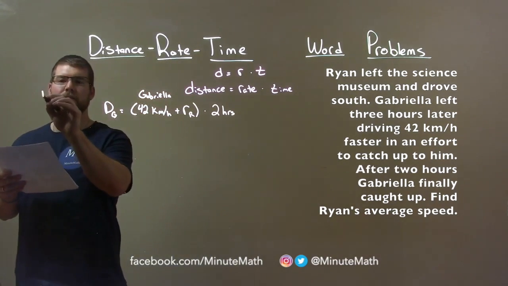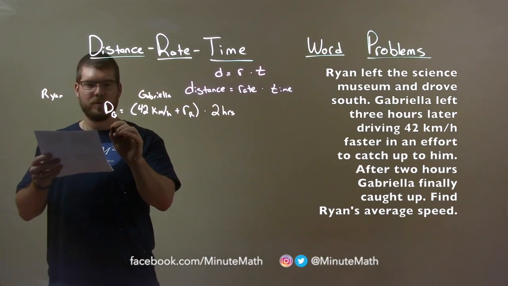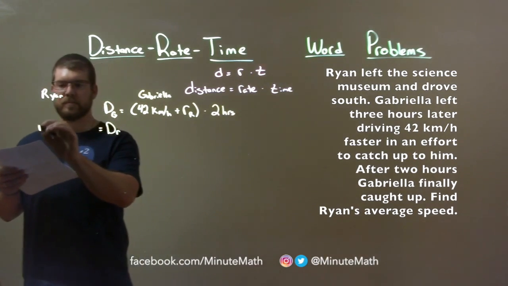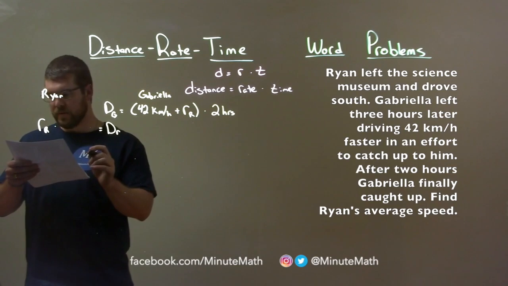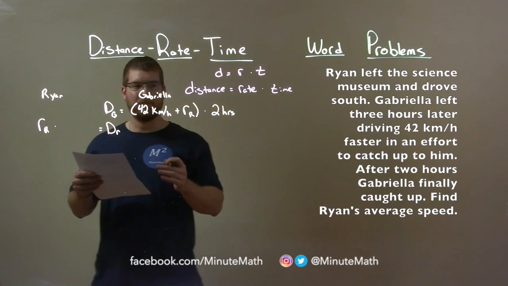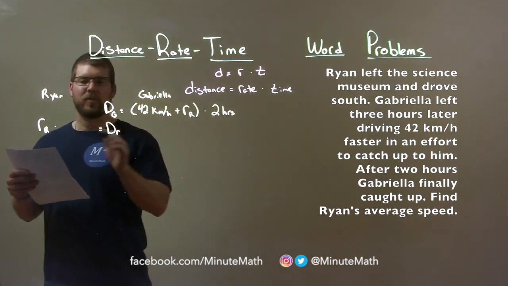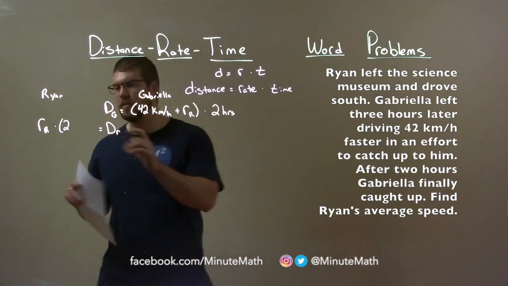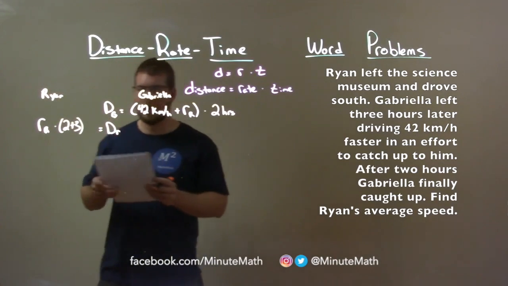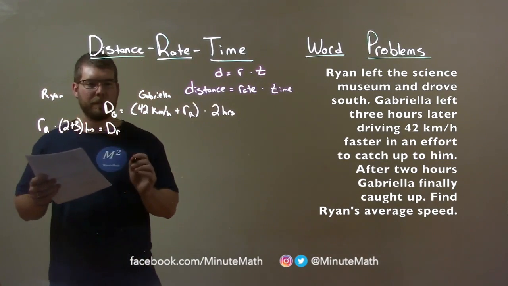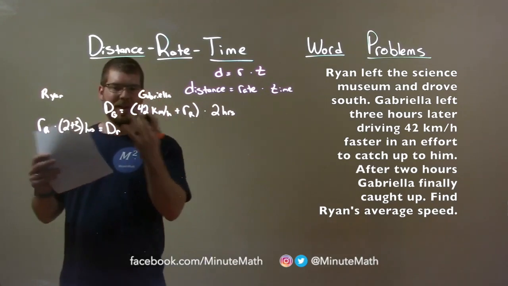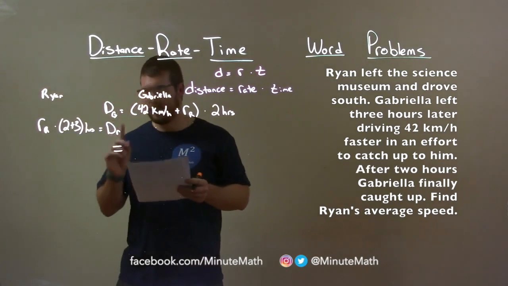I'm going to put Ryan here. And the distance for Ryan, put it equal the other way. Ryan's rate, we don't know. But Ryan was traveling for 3 hours, and then Gabriella left, and then after 2 hours caught him. So 3 plus 2, together, gives us the time Ryan was driving, in hours. Well, we know the distance for Gabriella and Ryan were the same, so we can make them equal to each other here, and now we have an equation.